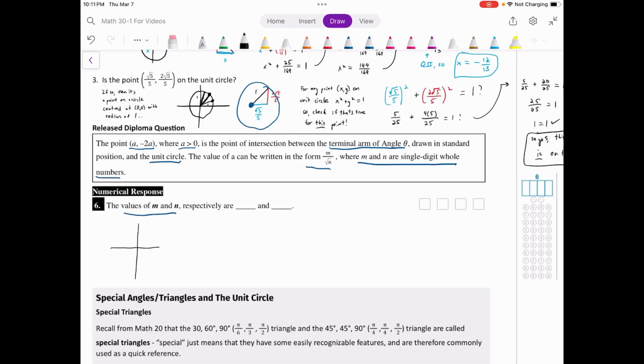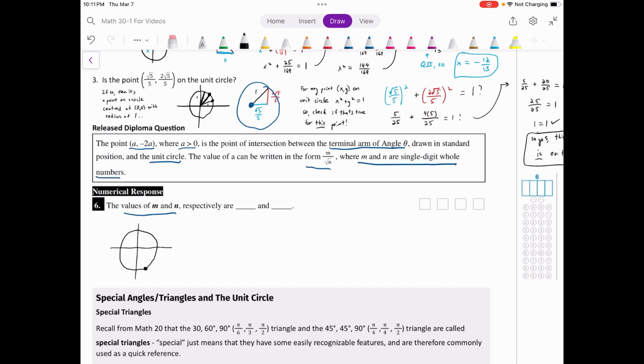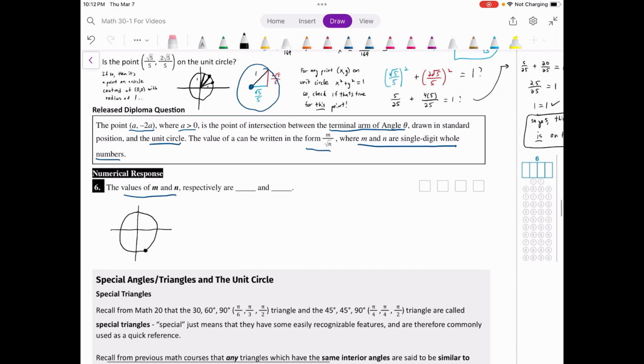So we've got a radius of 1, okay? And they're telling us a is positive, which means a, the x-coordinate, is positive, but then negative 2a, if a is positive, that means overall this y-coordinate is negative, right? So we've got positive x and a negative y. That means we're in quadrant 4, right? So wherever this point is, I guess it would be a little bit closer to here since it's negative 2a on the y and just a on the x-axis, okay?